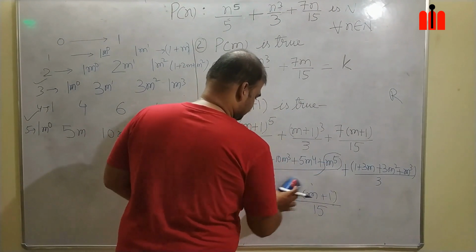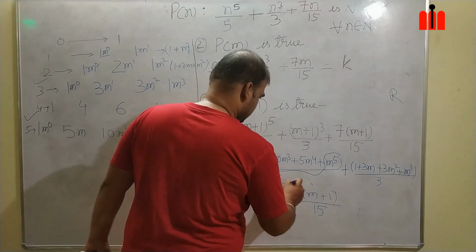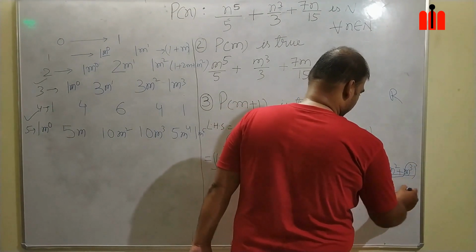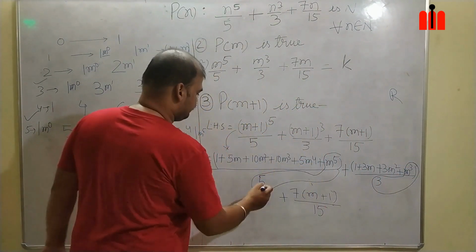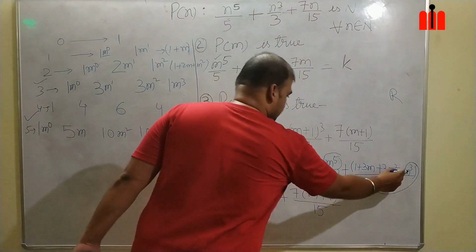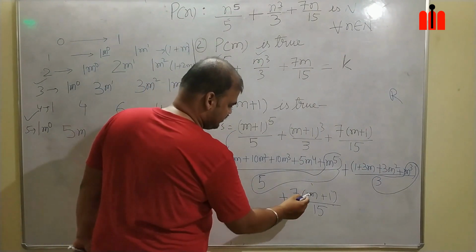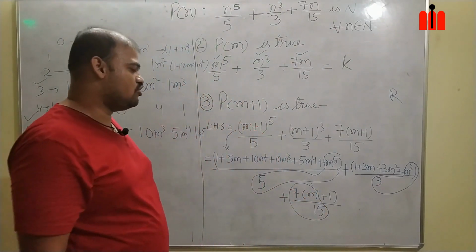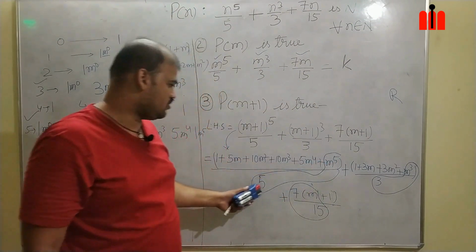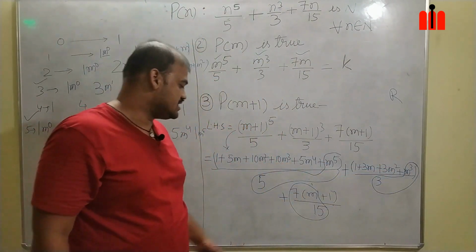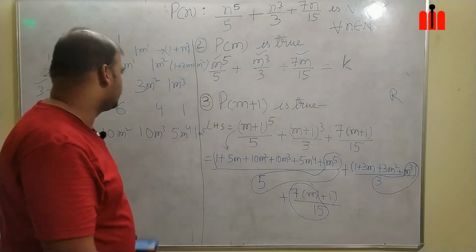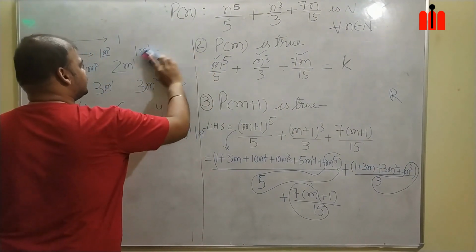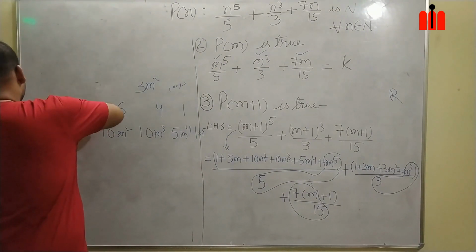How will we extract? So this is the one, m^5 by 5. This is the one, m^3 by 3. And this 7m by 15, this one. So all three are equal to how much? It is equal to k, because the sum of m^5 by 5, m^3 by 3 and 7m by 15 is k. I will rub out the Pascal triangle because we have done the expansion, there is no use of it.